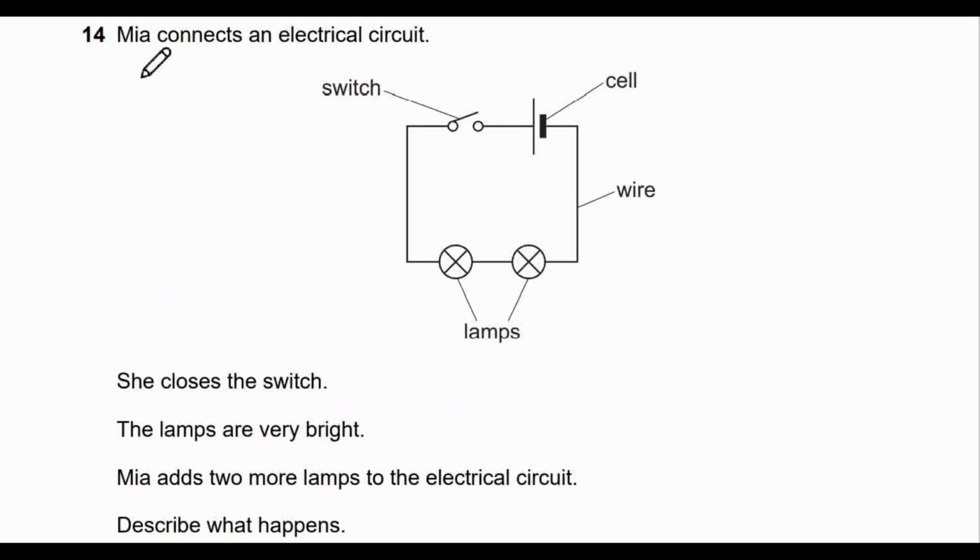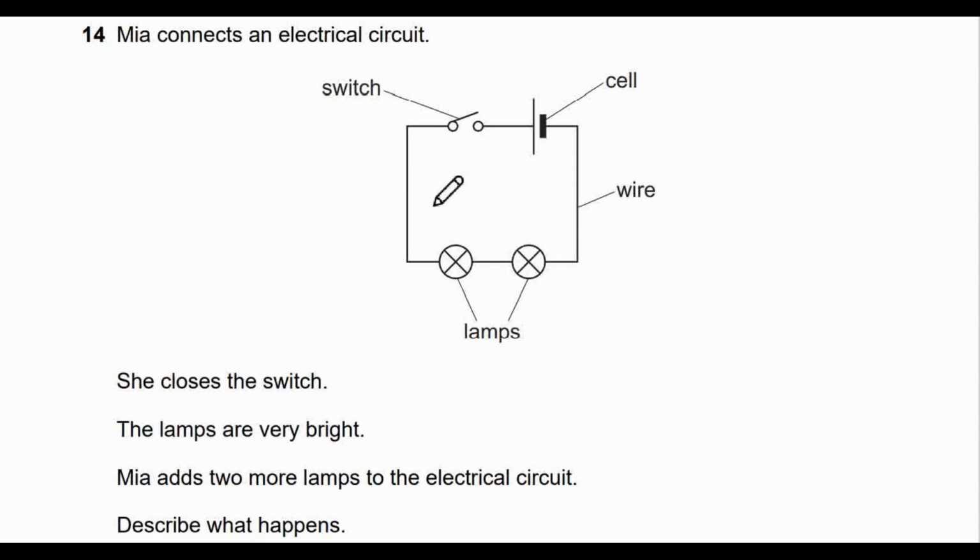Question 14. Mia connects an electrical circuit. This is a switch, 2 lamps, wire, and cell. She closes the switch. The lamps are very bright. Mia adds 2 more lamps to the electrical circuit. Describe what happens as Mia does not add a cell, so the same power supply now has to flow through 4 lamps.